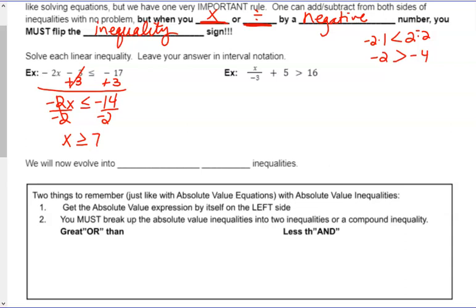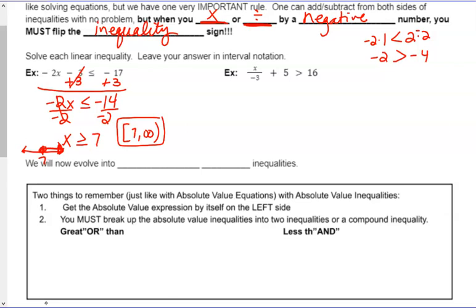Now, it says leave your answer in interval notation. I want all values that are greater than or equal to 7. Think about a number line, 7. Including 7, all values bigger than that. So for interval notation, I need a bracket because I have the equals. And I'm going off to infinity with a parenthesis because we can never reach infinity. So that would be your final answer for this inequality.